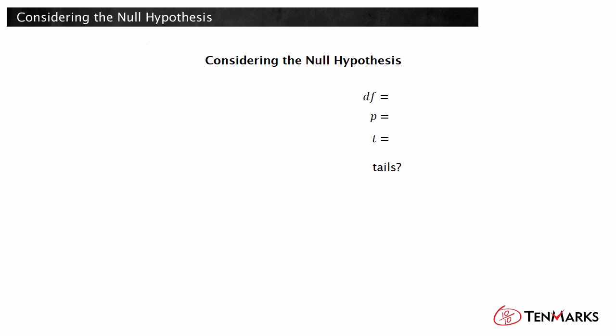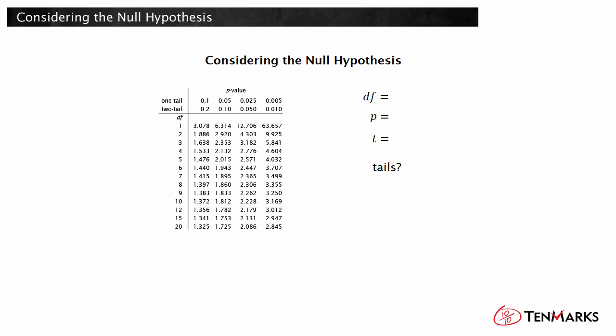You can use the degrees of freedom, p-value, and tails to read a t distribution table to find the t-value at which you can reject the null hypothesis. For example, with a degree of freedom of 6 and p equals 0.1 in a two-tailed test, you can reject the null hypothesis when the absolute value of t is greater than 1.943.